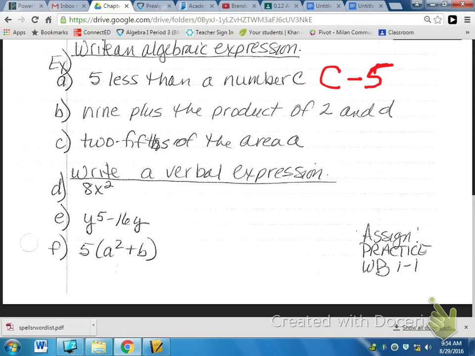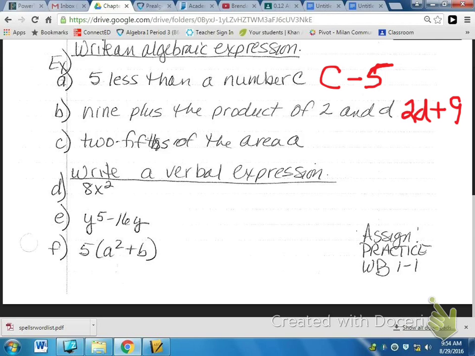Okay, now, B. 9 plus the product of 2 and D. 9 plus the product of 2 and D. Jared. Sure, 2 times D plus 9. If you were sitting there thinking 9 plus 2 times D, or 2D, we would count that. That is correct because that's what it says. I will tell you that the standard form, and we'll talk more about that as the year goes on, is to have the constant term, the plain number, at the end of the expression, 2D plus 9. But since it's written the other way, you could do it either way.